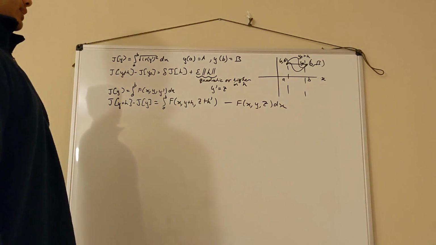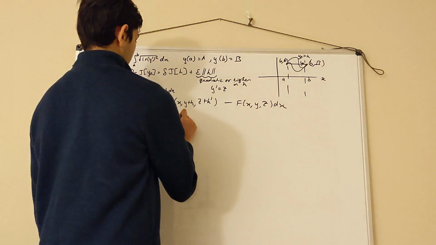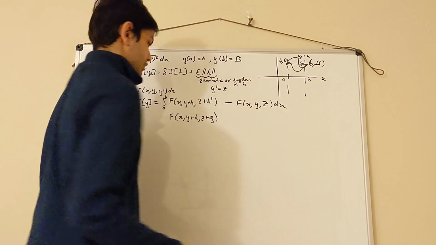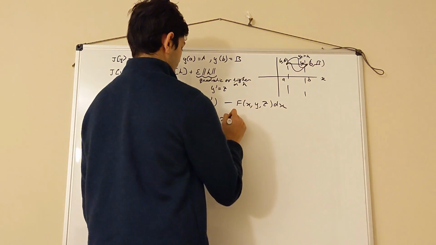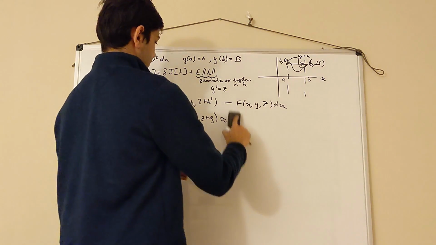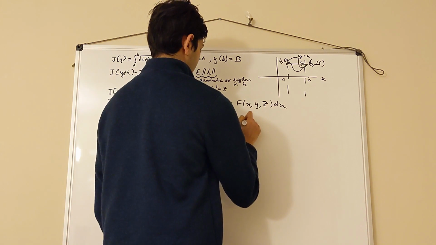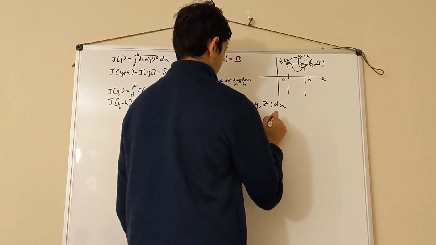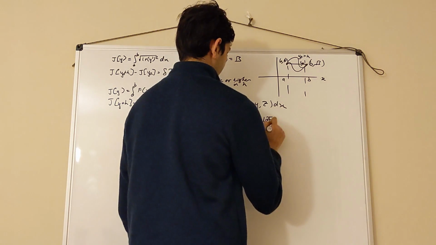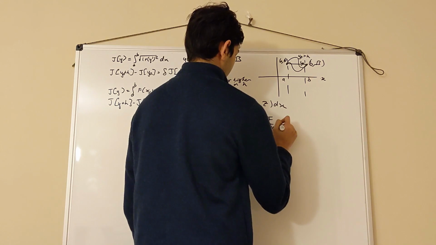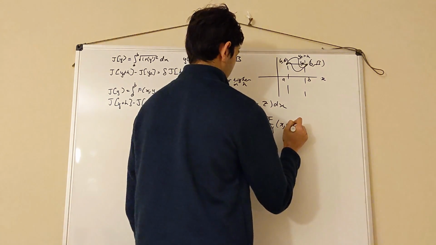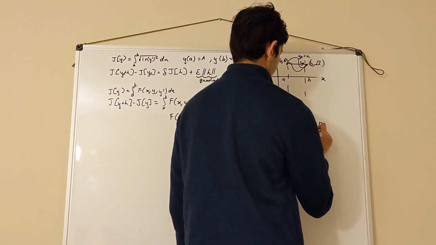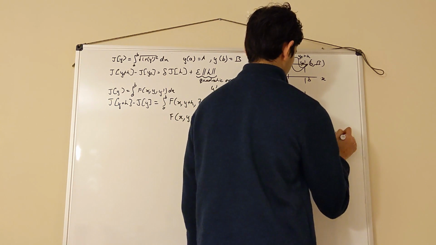And we want to express this in terms of something to do with h. The way to do that is to say that f of x, y plus h, z plus some other function, let's call it g, is approximately equal to f of x, y, z plus h times the partial derivative of f with respect to y of x, y, z, plus g times the partial derivative of f with respect to z of x, y, z. Okay.